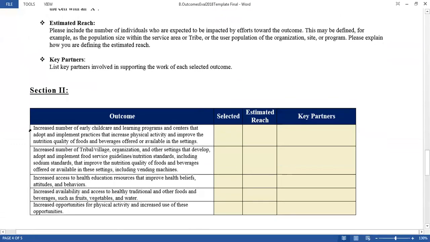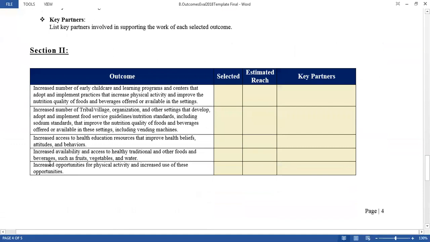will meet that outcome. So for example, one of these outcomes listed is increased availability and access to healthy, traditional, and other foods and beverages such as fruits, vegetables, and water. So maybe one of your objectives is to create a community garden. If a community garden is established, that will increase access to healthy, traditional, and other foods and beverages. So you would select that by just marking X in the selected box.